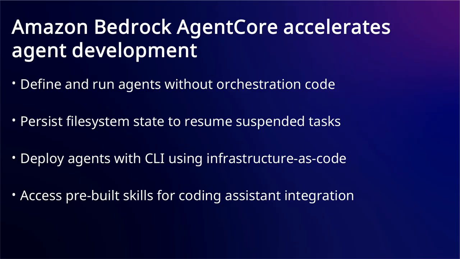Building agent prototypes requires writing orchestration code, managing agent loops, and handling deployment workflows, slowing time from concept to production. AgentCore now provides a managed harness that lets you define agents by specifying a model, system prompt, and tools, then run them immediately without orchestration code. The harness manages reasoning, tool selection, and execution while providing microVMs with file system and shell access.